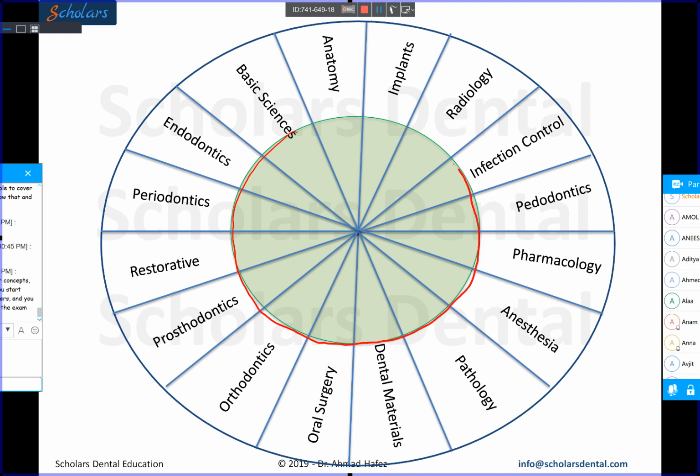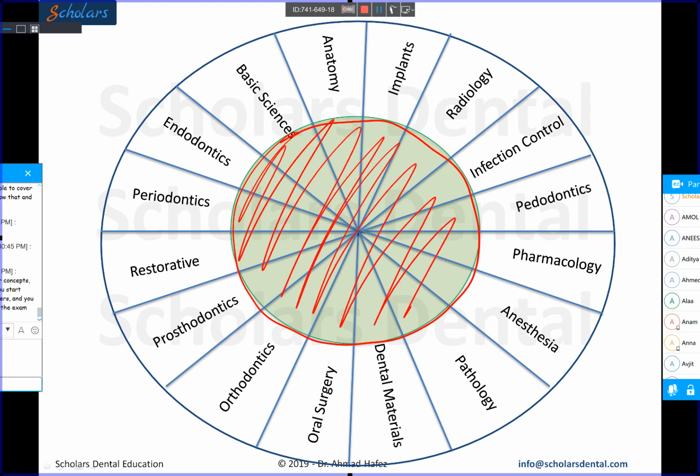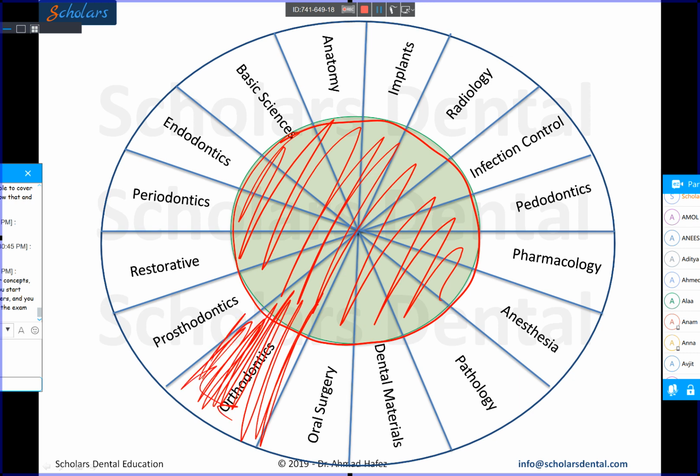Okay, so let's say an orthodontist will have this green area plus this, right? So that's a specialist. That's what they'll have. And let's say a periodontist will have this green area plus the perio, right? They'll have extensive knowledge in perio. That's fine, but you need to know that green area.